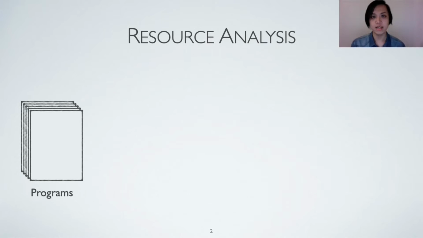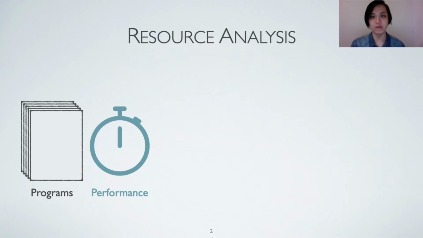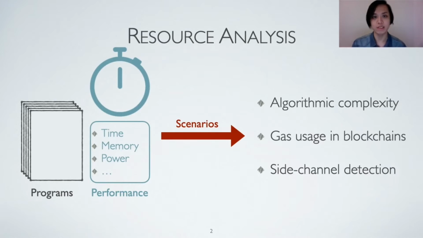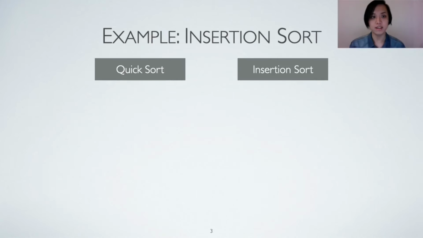Resource analysis studies the consumption of various kinds of resources in a program, such as time, memory, power, etc. One classic scenario of resource analysis is to find out the time complexity of algorithms. Resource analysis can also be applied to measure gas usage of smart contracts in blockchains, or detect side channel vulnerabilities in cryptographic code. In this talk, let's focus on a scenario about the time complexity of sorting algorithms.